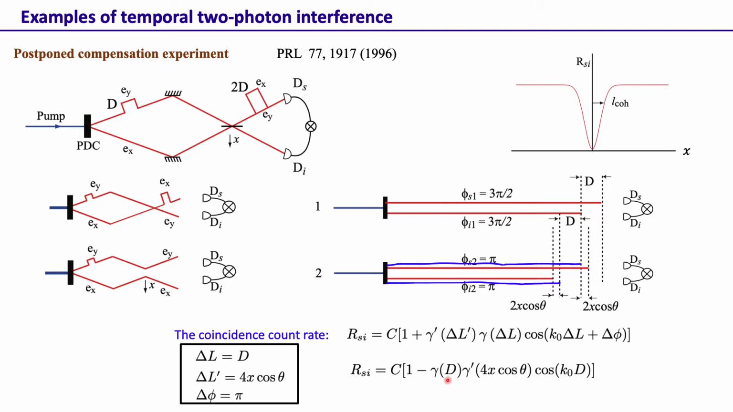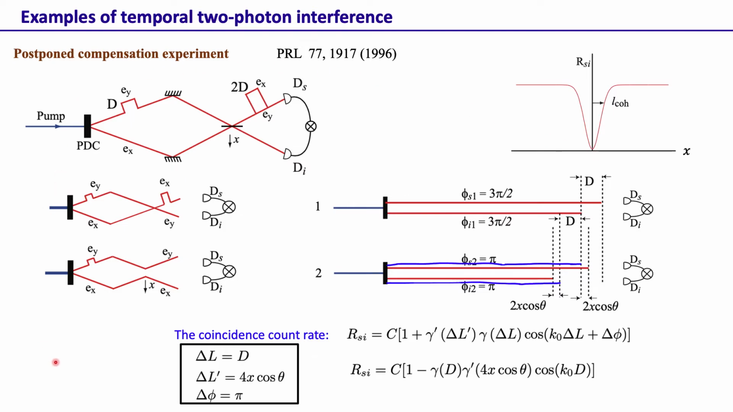We have gamma d, gamma prime 4x cosine theta, cosine k naught d. Of course, this is a fixed quantity. Gamma d is also a fixed quantity, and if we assume that d is much smaller than the coherence length of the pump, then this is pretty much equal to 1. And this is just a fixed quantity, so as a function of x or 4x cosine theta, what we see is just the profile of gamma prime, and hence we see a 0 in the coincidence count rate.